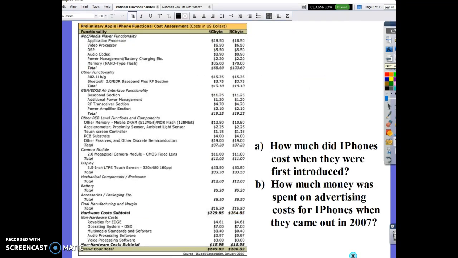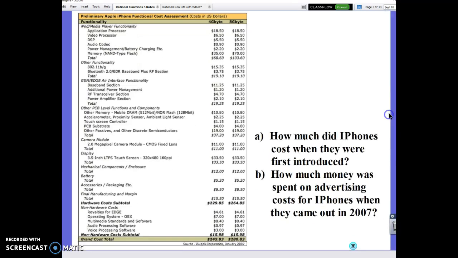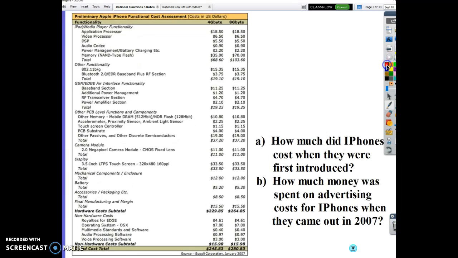So this is a bunch of data that talks about the cost of all the different parts and everything for the iPhones. This was the original iPhone when it came out. Down here at the bottom, it cost them $245.83 to make the 4 gigabyte iPhone, while it was $280.83 to make the 8 gigabyte iPhone. Okay? So go ahead and write that down. You can fill that in on your notes.